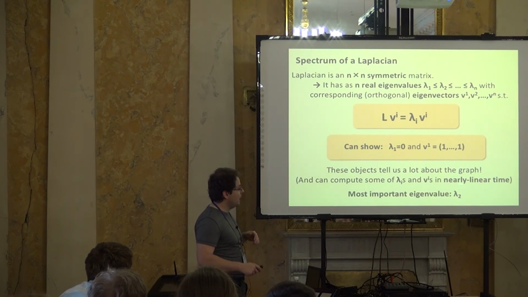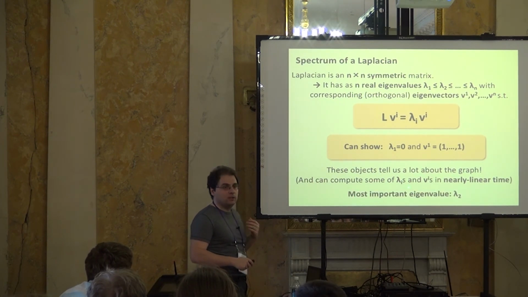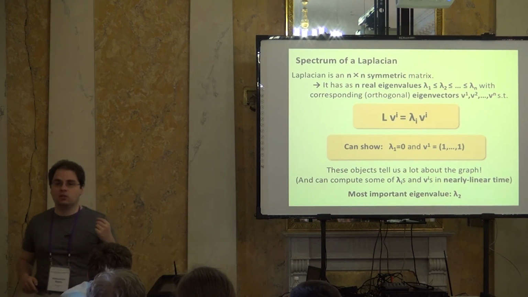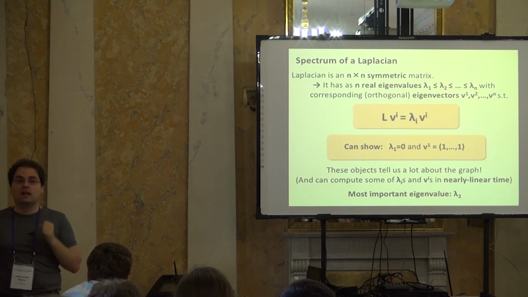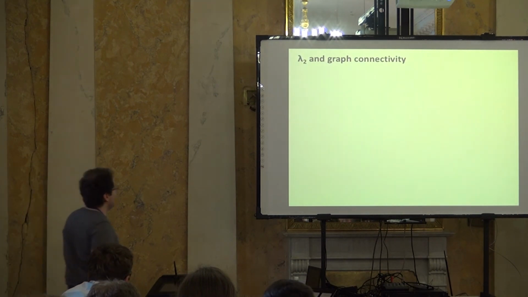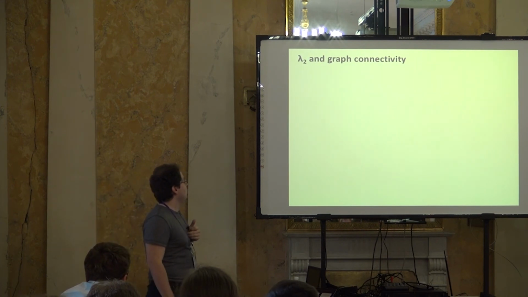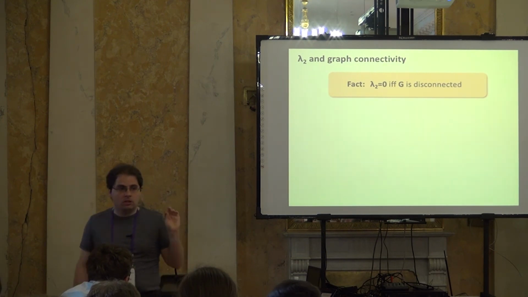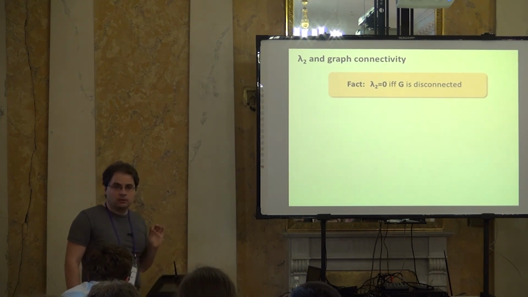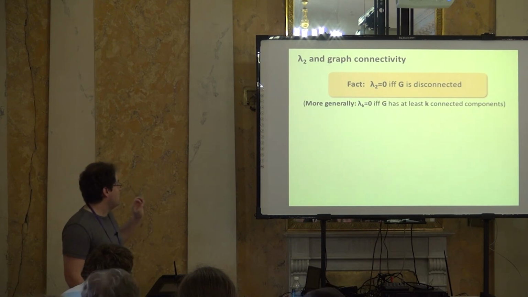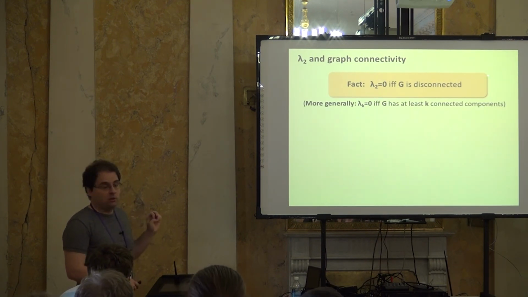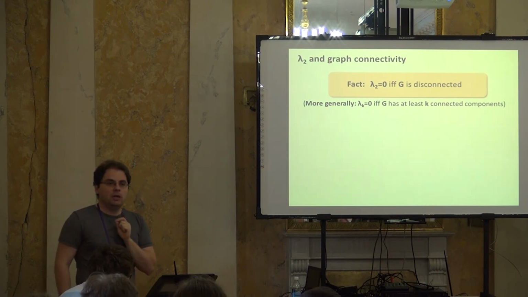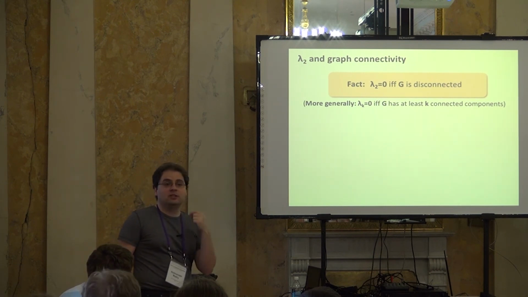The first eigenvalue is very uninformative. But the second eigenvalue has very interesting meaning and connections to the structure of the graph. The only connection I will mention here is that the second eigenvalue is zero if and only if the graph G is disconnected. You can even generalize this: the kth smallest eigenvalue is zero if and only if G has at least k connected components. So already whether this number is zero or not tells you if the graph is connected.